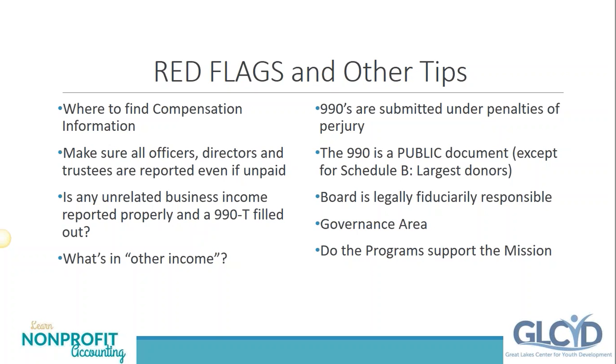990s are submitted under penalties of perjury, so make sure that the information you're providing for your tax preparer is the proper information. And the 990 is a public document. You should keep a file for 3 years going back, so if anybody wants to see it, except for Schedule B, which I'm not covering in this part, but Schedule B shows the largest donors who meet a certain threshold.